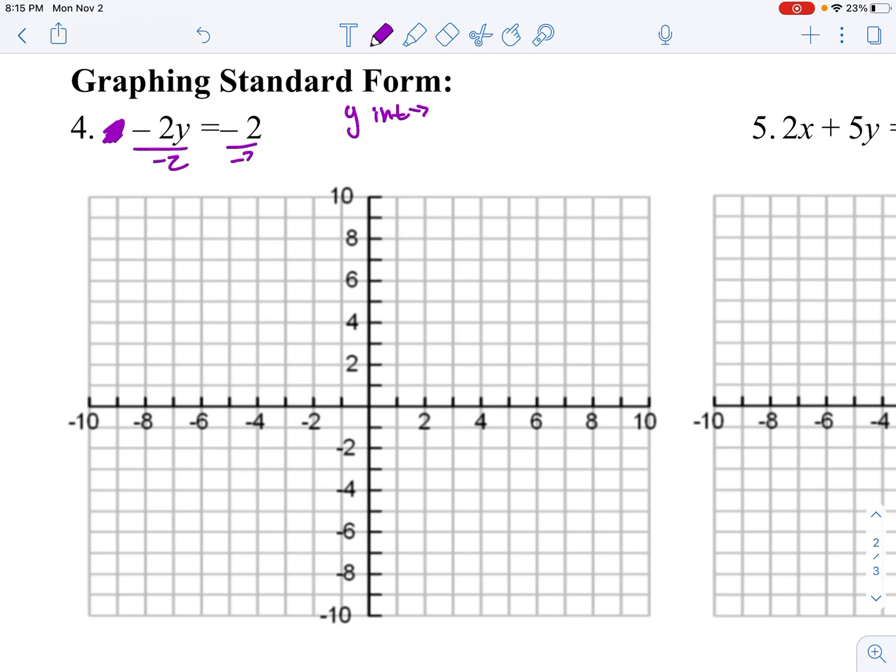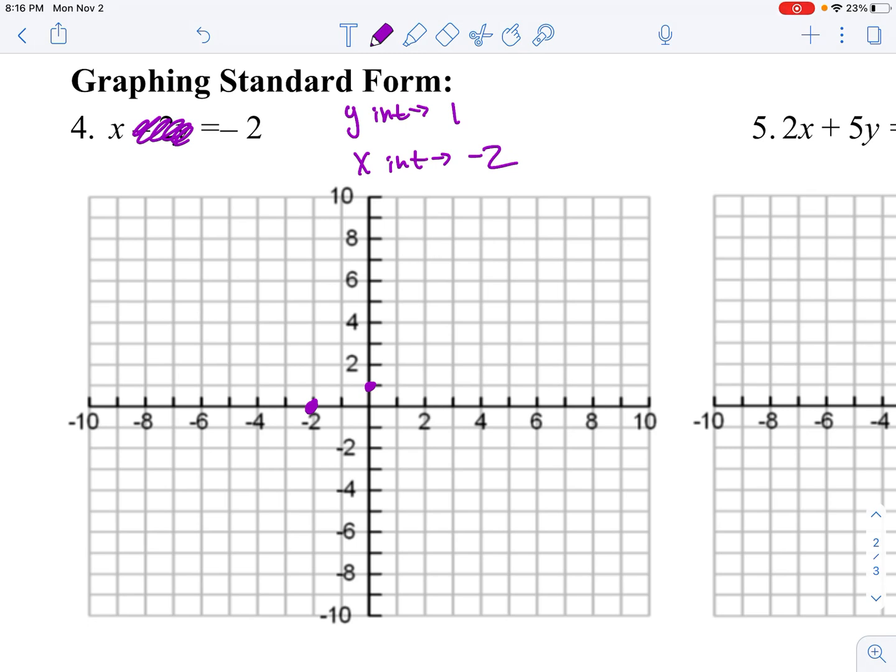So our y-intercept on this one would be, divide by -2, divide by -2. -2 divided by -2 would be a 1. And our x-intercept, we're going to have to plug in a 0 for y. And look, we already have it solved. It says x equals -2. So our x-intercept was -2. Our y-intercept is 1.